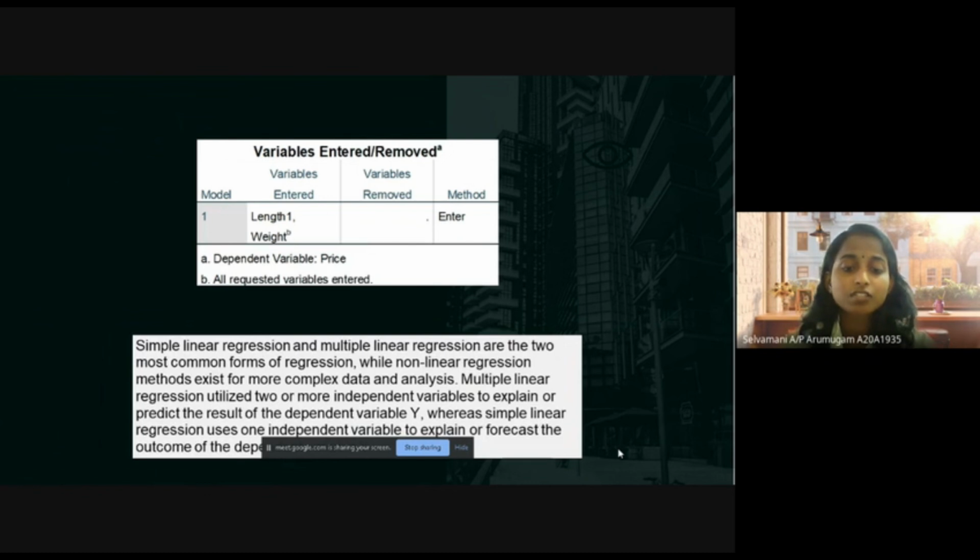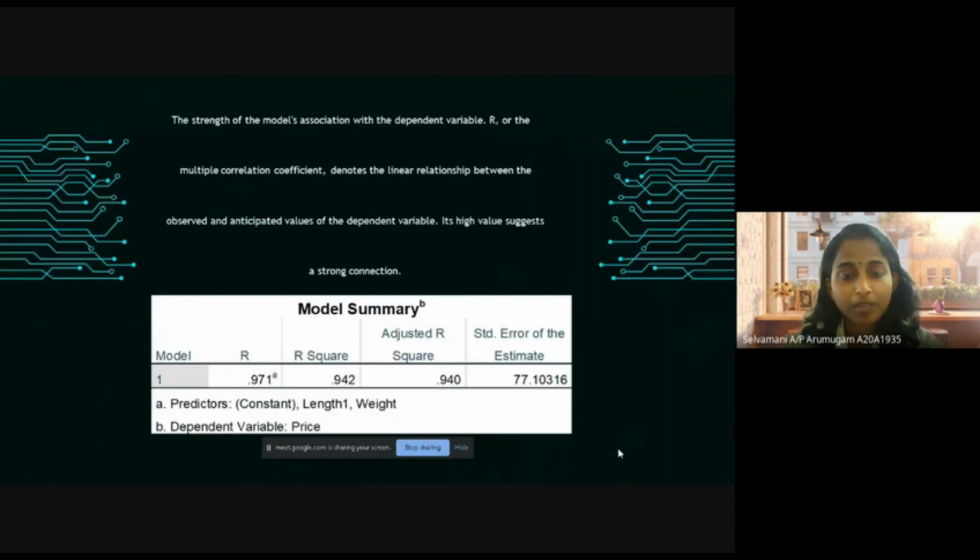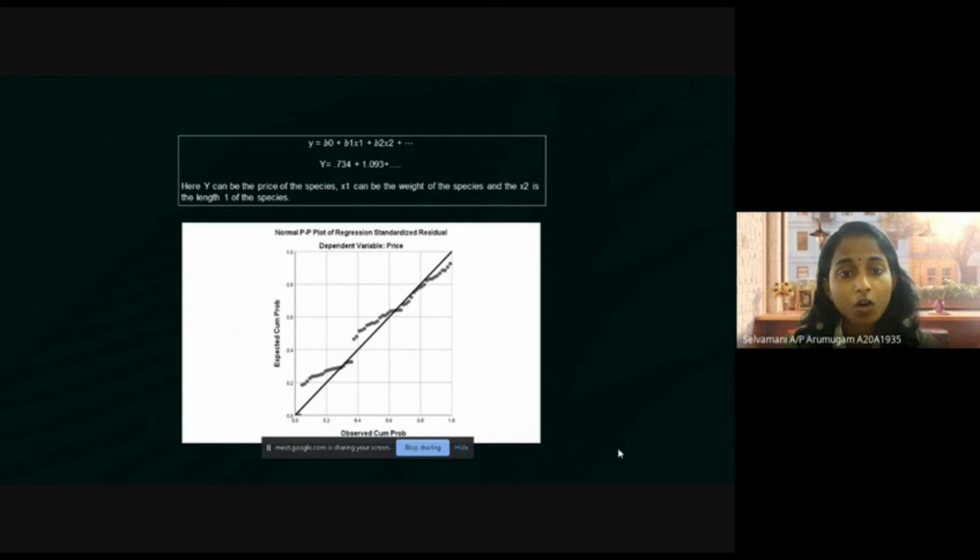Multiple linear regression utilizes two or more independent variables to explain or predict the result of the dependent variable y, whereas simple linear regression uses one independent variable to explain or forecast the outcome of the dependent variable. Furthermore, R, the multiple correlation coefficient, denotes the strength of the model's association with the dependent variable, the linear relationship between the observed and anticipated values. Its high value suggests a strong connection. This is the model summary. This is the normal P-P plot of regression standardized residual for the dependent variable price.